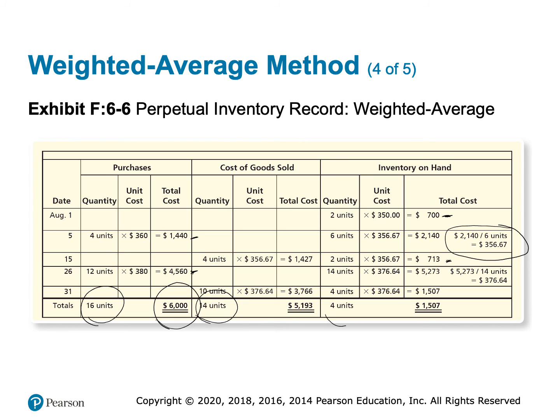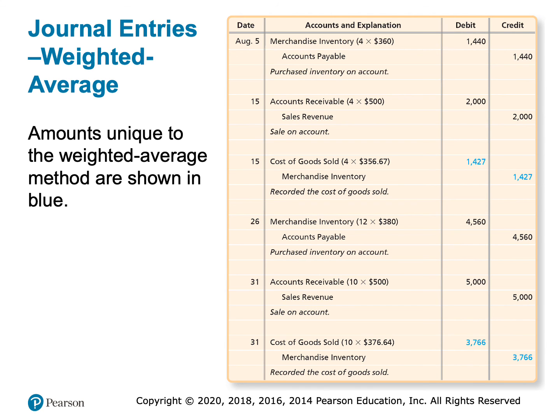Notice my inventory. Still have 4 units on hand, but they have a value of 1507. So again, not as high as it was under FIFO, but not as low as it was under LIFO. So this is really a kind of middle of the road approach. If we look at our journal entries, and hopefully you wrote those down, you'll notice the only thing that's different is these cost of goods sold numbers.